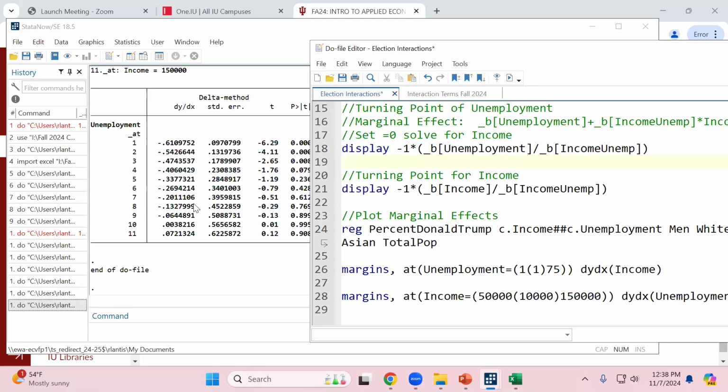So remember we said the turning point for the marginal effect of unemployment was like 139,000, I think, was the income value we said. We'll notice here, if we start at 50, 60, 70, 80, 90, 100, 110, 120, 130. So at 130,000, the marginal effect is still negative. Once we get to 140,000, we've passed that turning point. Now the marginal effect of unemployment at that income level of 140,000 is positive. So you can get an idea about where that turning point is using that margins command, but you can find the precise value, and probably what's a little bit better is using that display and those stored coefficients.